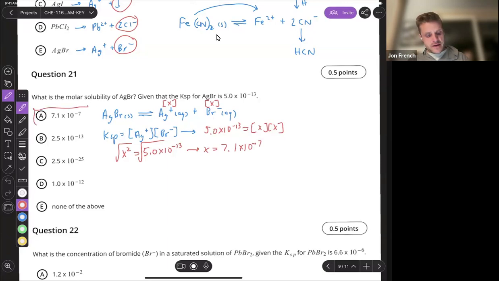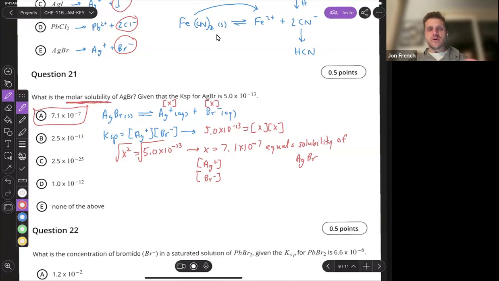What is X? X is my concentration of silver in solution. X is my concentration of bromide in solution. X is also my solubility of silver bromide. We talked about this in class, where people were getting hung up on this part right here.